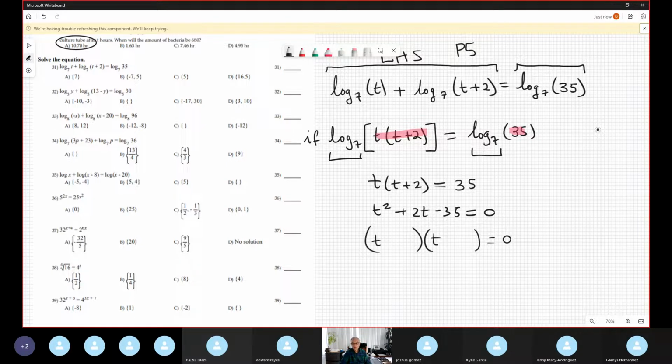By factoring. Yes, 7 minus 5. 7 and 5, and you don't worry too much about the sign. You adjust the sign now, because 7 times 5 is 35 and 7 minus 5 is 2. Cool. And you adjust the sign.